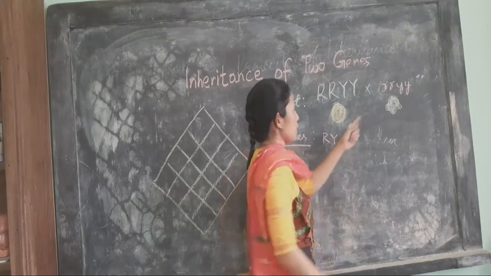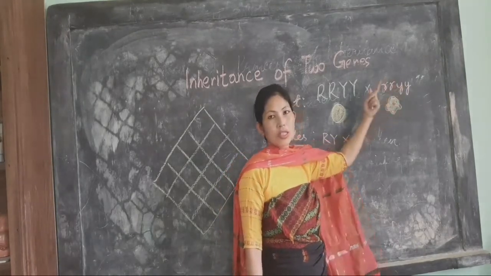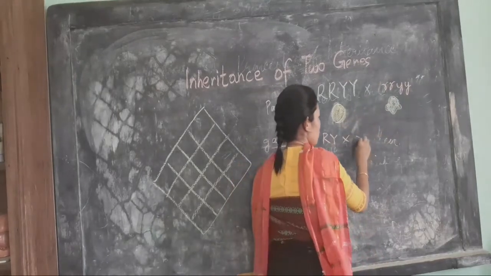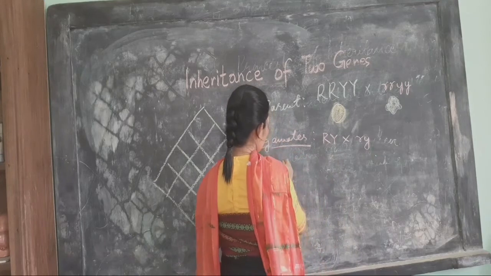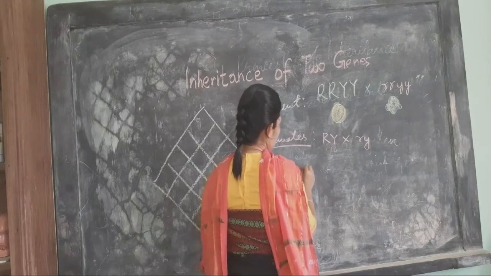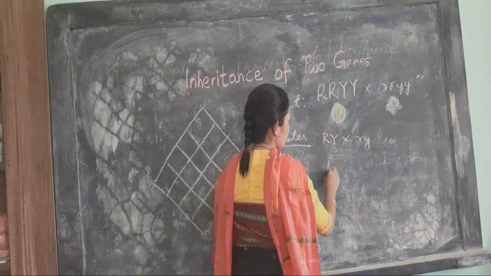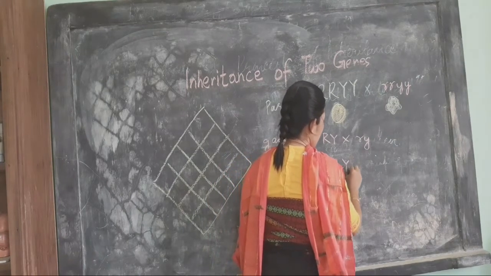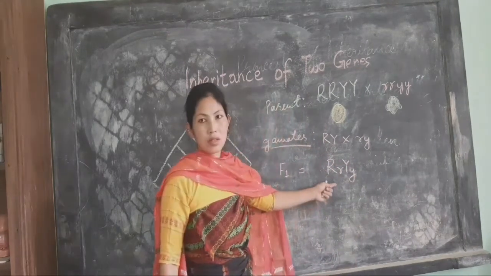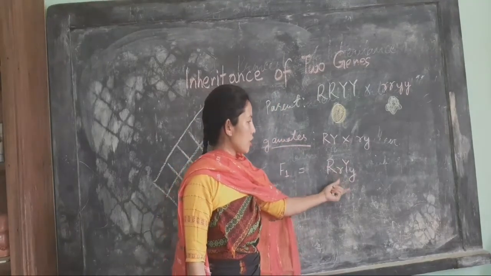When crossed, these parents, as they are homozygous, will give the same. So it will be small r, small y. So what do we get in the F1 generation? In the F1 generation we get capital R, small r, capital Y, small y. Right? So it is a heterozygous round and yellow.